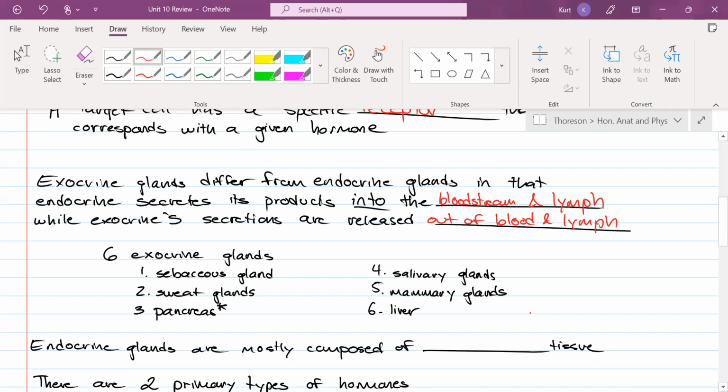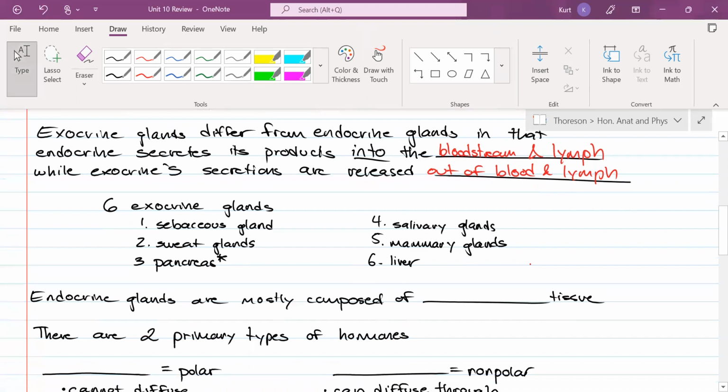Your salivary glands, you secrete saliva. That goes in your mouth, not your blood. Mammary glands, they produce milk. That doesn't go in your blood. That exits the body. And then you have your liver. It also produces digestive juices into your digestive system. It does not go in your blood. So these are all six examples of exocrine glands. Do you have a system called your exocrine system? No, you don't. That's excretory, not exocrine.